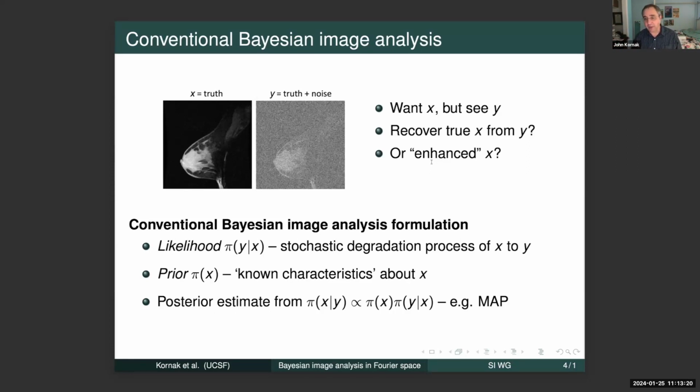These are games we can play within the Bayesian image analysis formulation, which I'll describe now. In a conventional framework, we have a likelihood, pi of y given x. Pi just indicates any generic distribution; all of these pi's here are actually different to each other. They're just representing a distribution in general. It's a common abuse of notation in Bayesian image analysis. The likelihood basically takes you from X to Y, and so it describes the noise degradation process that takes you from the truth to what you actually observe. The prior, pi of x, I'm being vague here to start with, but hopefully it'll become clearer. It's what we talk about as known characteristics about x.